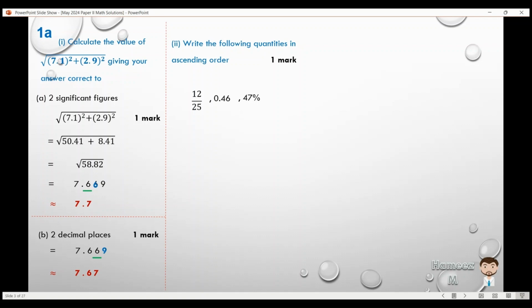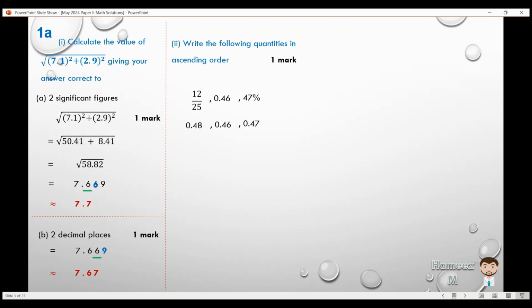One way is we can convert all to the same type of number. So we can convert all to decimals. So 12 over 25, we can use our calculators if we want, and that will give us 0.48. And 0.46 is already a decimal fraction. And 47% is 47 over 100, which is 0.47.